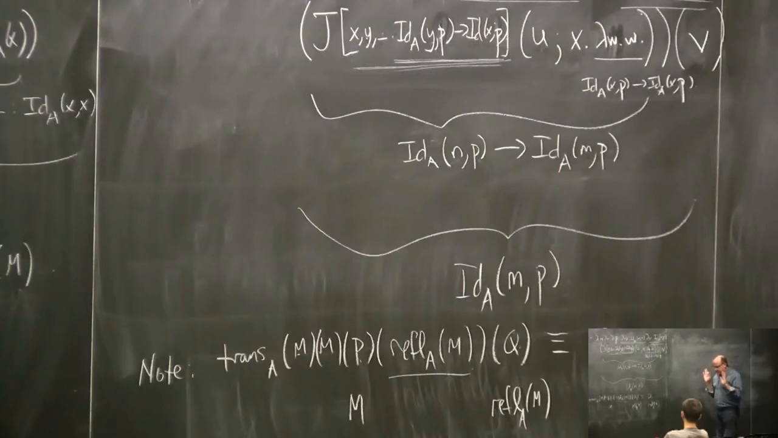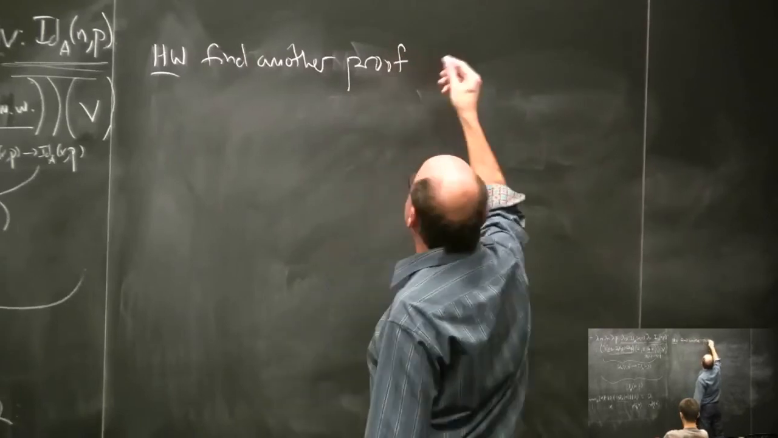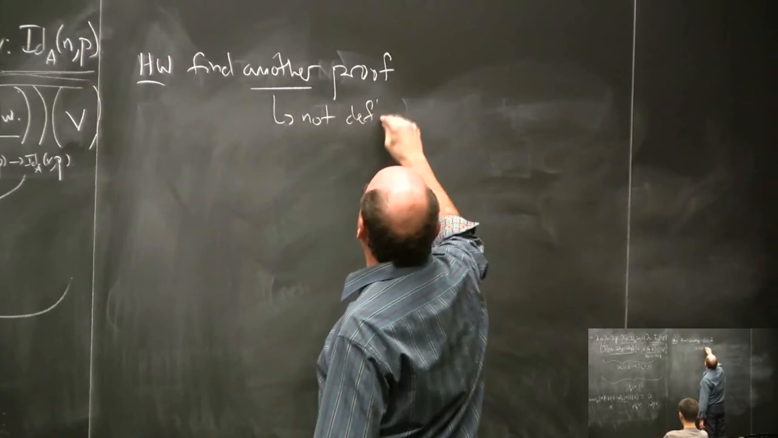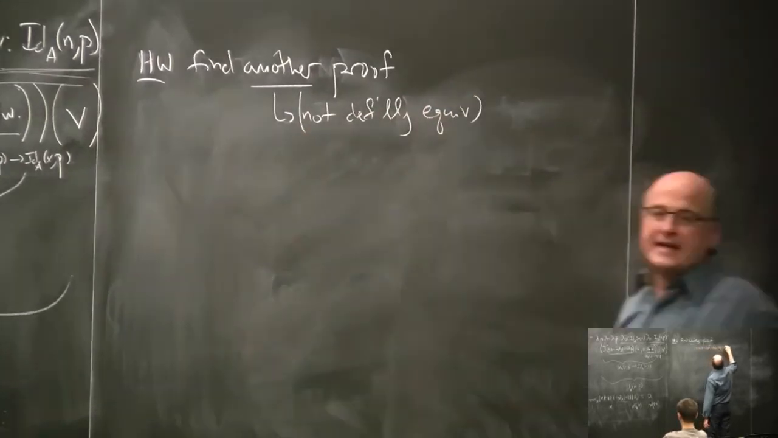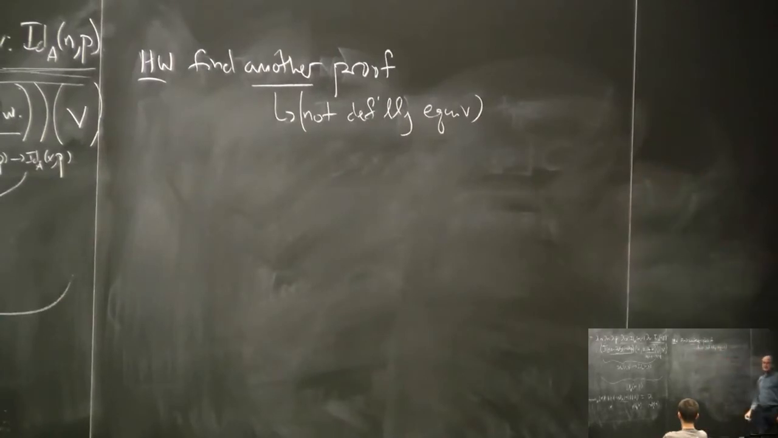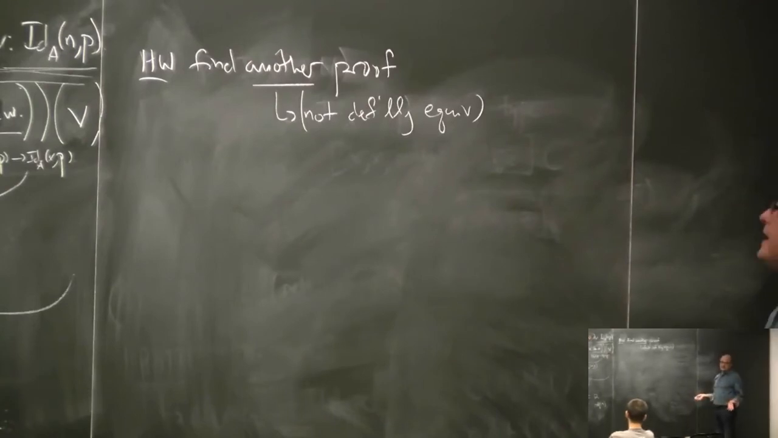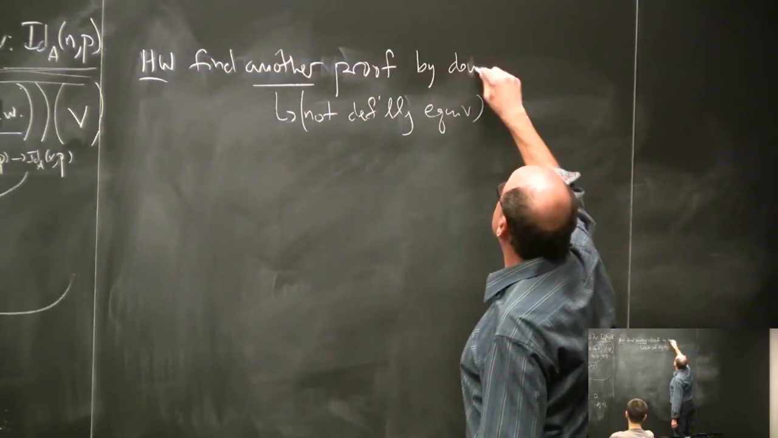So, catching my thread again. The thing that I wanted to say is that, as a homework exercise, find another proof. Maybe find two other proofs, but at least one other. Another means not definitionally equivalent to the one I just gave you. In other words, one that has a different sense, that conveys the argument differently. The one I have in mind works by a double induction.